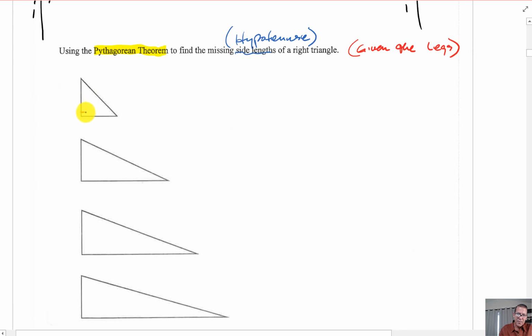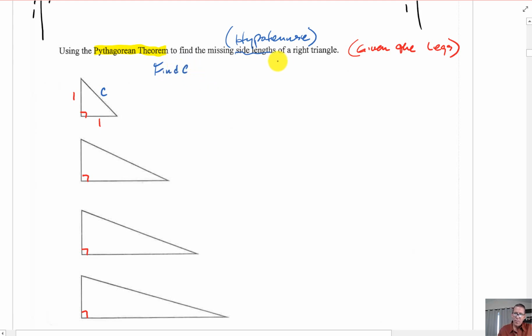These are all right triangles, so put the right angles in. Couldn't do that on the computer. Okay, here we go. Given the legs, let's start off with leg lengths of 1. Given the legs of 1, what is the hypotenuse? Let's figure that out. Let's find c.